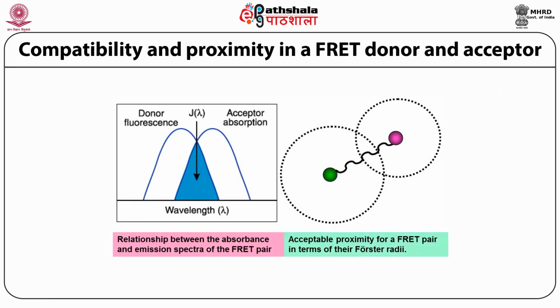I tried to explain the compatibility and proximity in a FRET donor and acceptor. You can see there the relationship between the absorbance and emission spectra of a FRET pair, which must have some overlap integral constant, that is J, and they should be in close proximity. You can see here in the figure the acceptable proximity of a FRET pair in terms of their Förster radii.